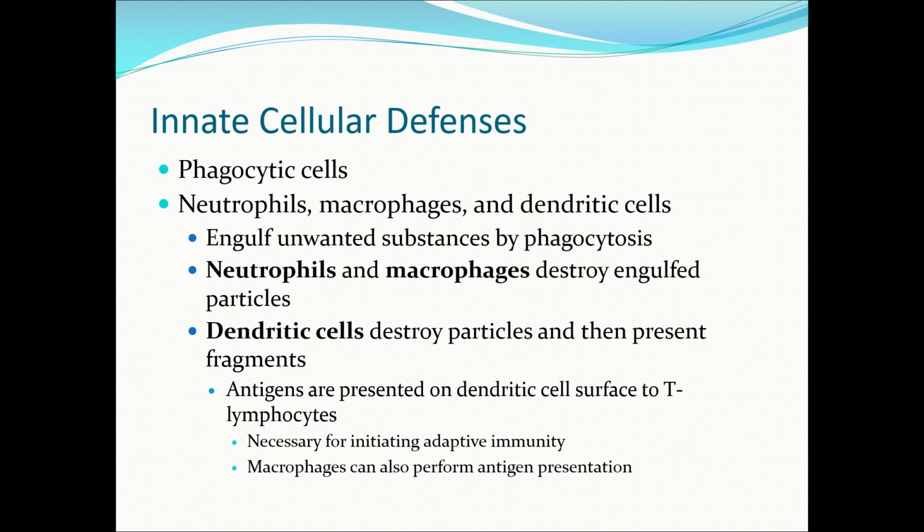Innate cellular defenses include phagocytic cells, such as neutrophils, macrophages, and dendritic cells. These cells engulf unwanted substances by phagocytosis. The neutrophils and macrophages destroy engulfed particles. Dendritic cells destroy particles and then present fragments. Antigens are presented on the dendritic cell surface to T lymphocytes. This is necessary for initiating adaptive immunity. Macrophages can also perform antigen presentation.